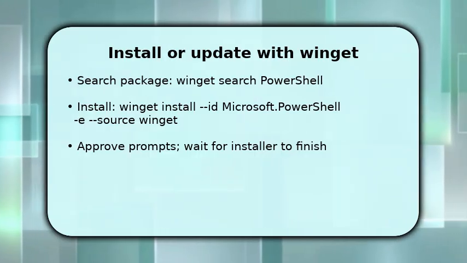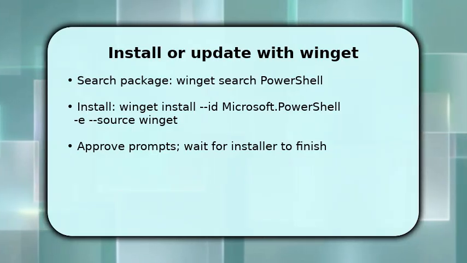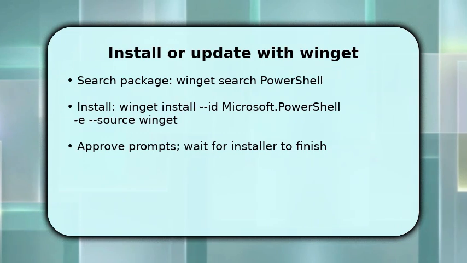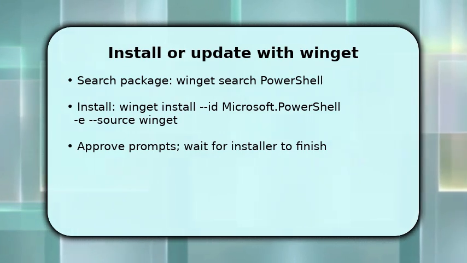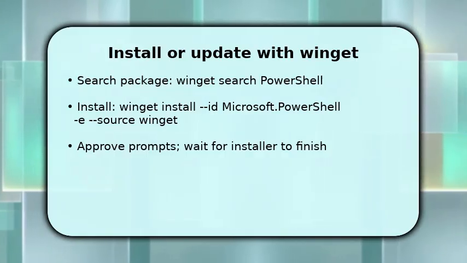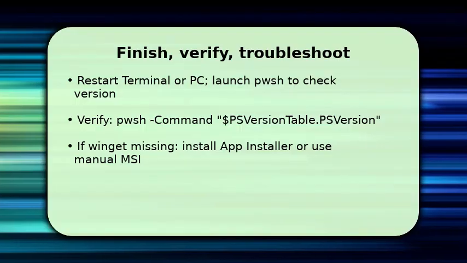During installation, follow any GUI prompts to accept license terms and optional components. Make sure no other PowerShell sessions are writing profiles. Close them if needed. When the installer finishes, it will place the new pwsh binary. You finish by restarting your terminal or the PC so the new executable is picked up in shortcuts and the Start menu.